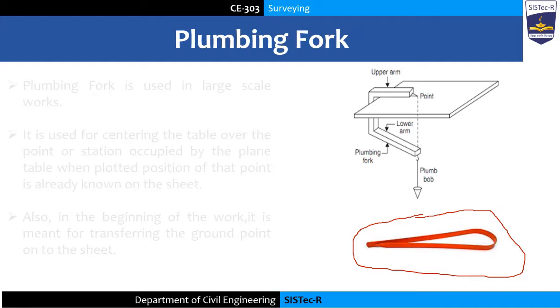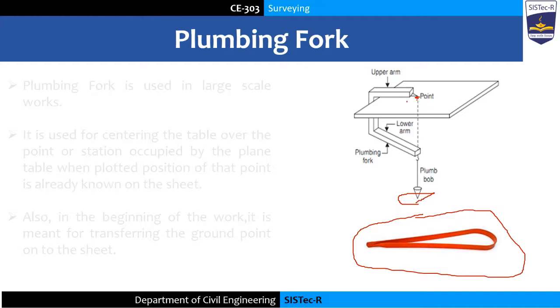So what is this? Suppose you have drawn some map on this sheet. Here is the sheet and this is a point. What if you want to transfer this point onto the ground? You will put this plumbing fork, with one end of the limb here at this point, and the other will direct you to the ground and will give you this point on the ground. So this you can locate by using the plumbing fork.